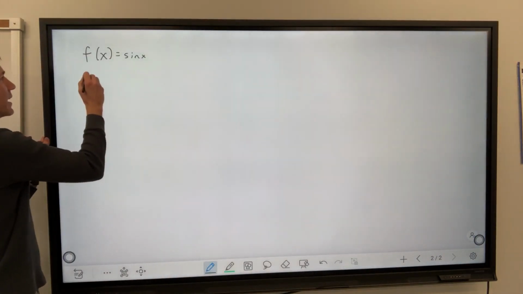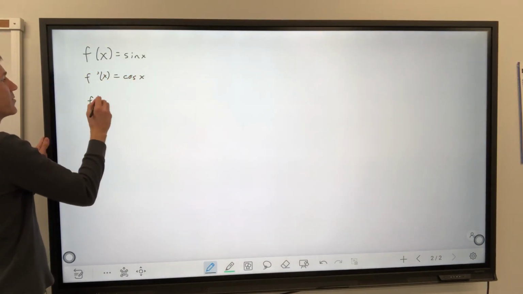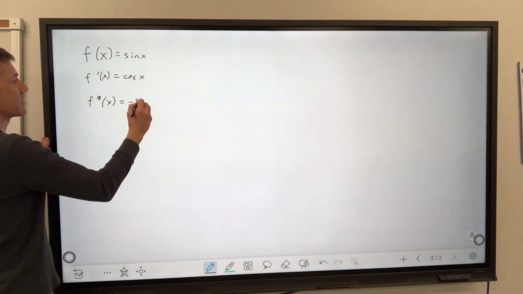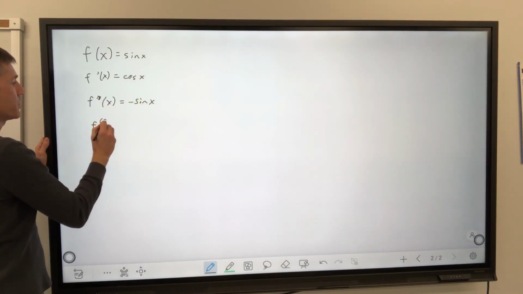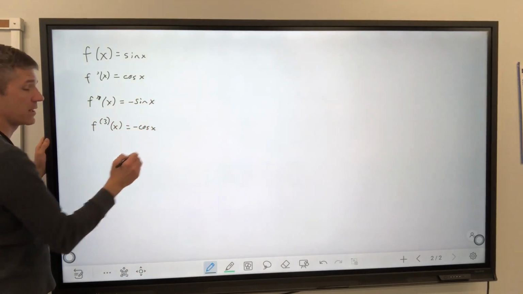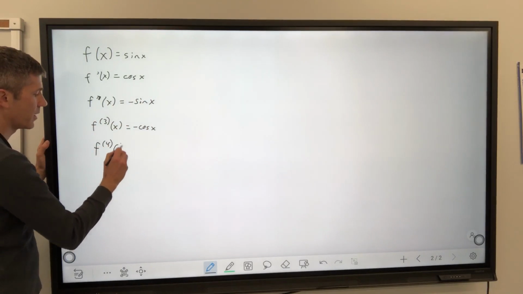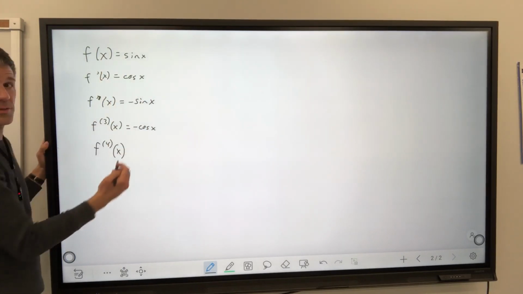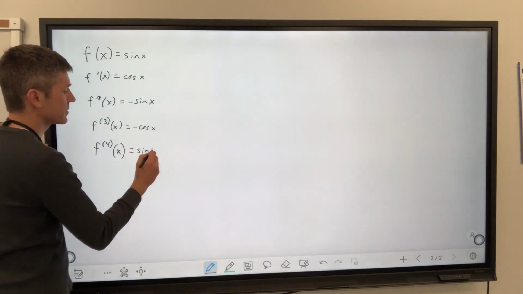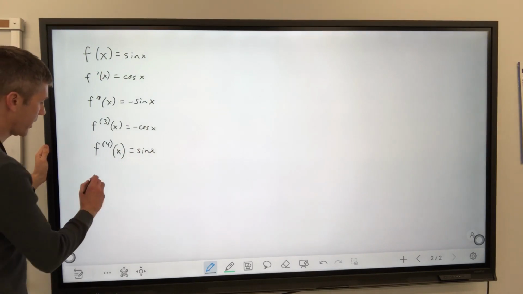So f of x is sine x, so f prime of x, I'm going to write as fast as I can. It's cosine. F double prime, ooh, that's ugly. F double prime of x is negative sine x. F triple prime of x is negative cosine x, and then beautifully going back to where we started, the 4th derivative of any trig function is that original trig function. Takes me back to sine. Well, as long as it's not a chain rule issue. All right, let's keep going.